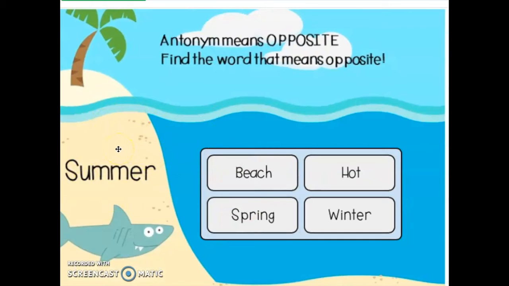Summer. The opposite of summer is beach, hot, spring, winter. Let's think about this. In the summer, it is really hot and you do many things outside. Which word would be the opposite? Would it be spring or winter? Which season do you do the opposite? Which season are you cold and stay inside a lot? That's right, in the winter. Great job.